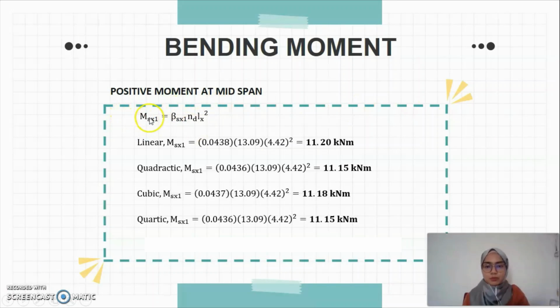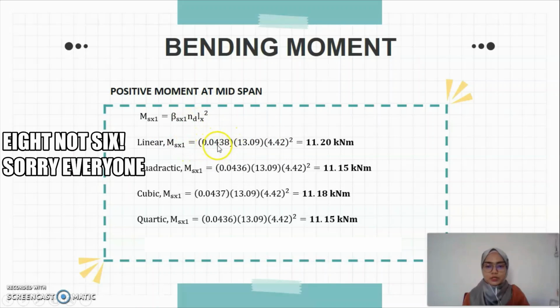equation is M moment equal to beta, where beta is bending coefficient, nd is the design load given in the question, and ls is length of the shortest one, which is 4.42 meter, and the design load is 13.09 kilonewton per meter. For the linear approximation, the bending coefficient is 0.0436, so the moment is 11.2 kilonewton meter.